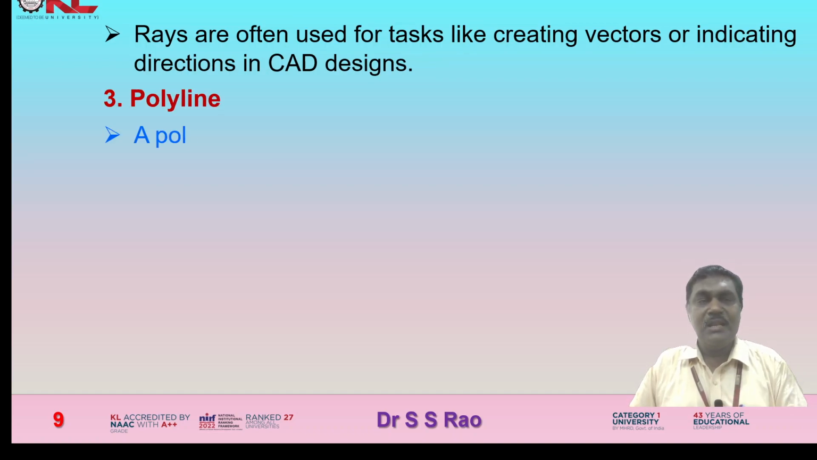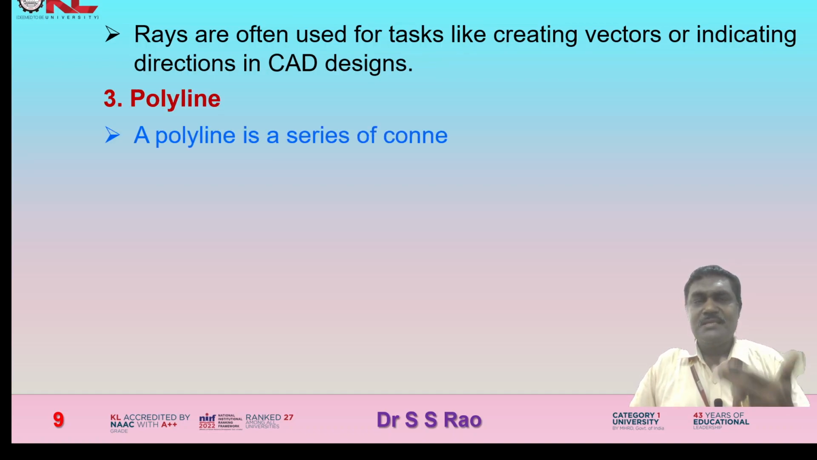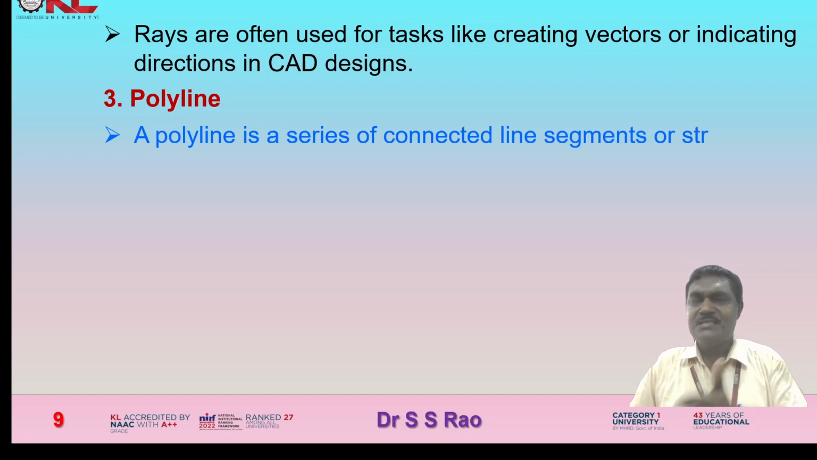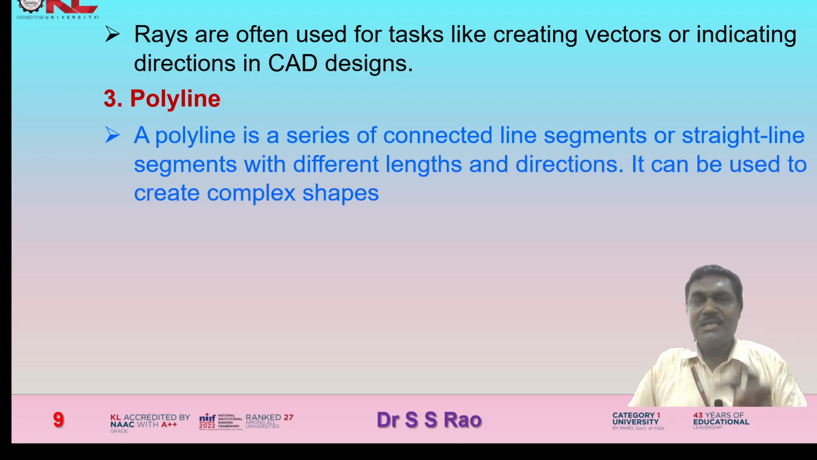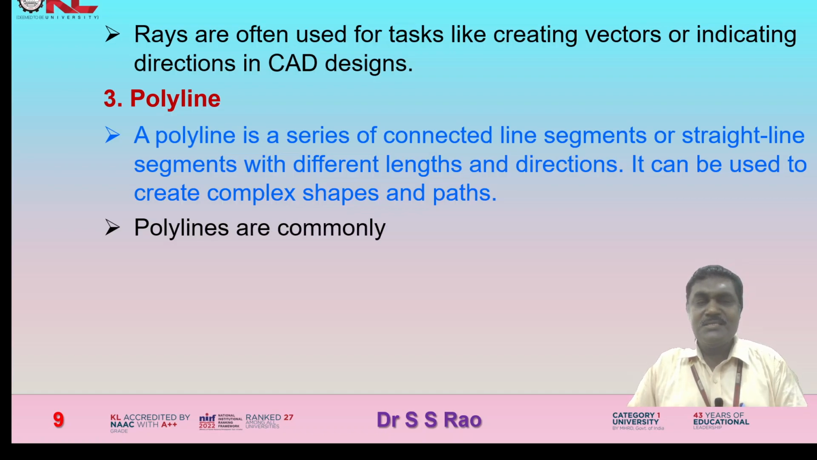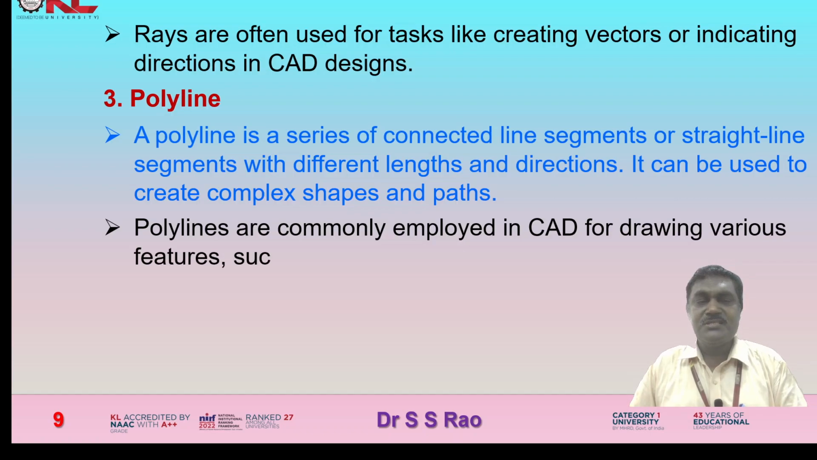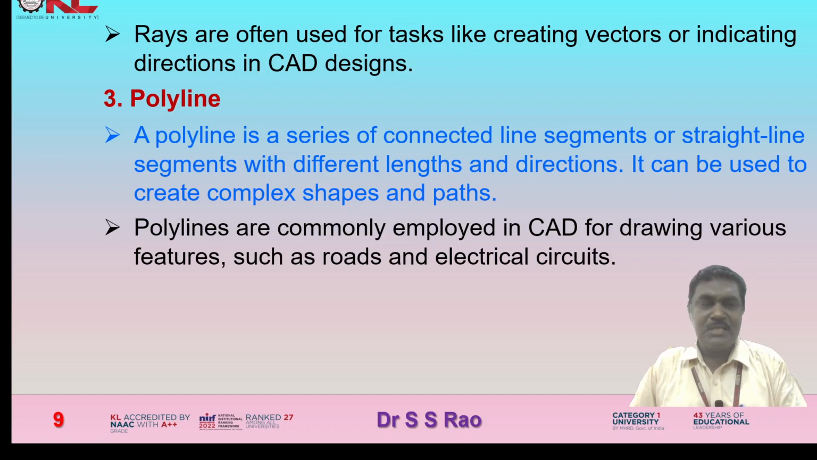Third one is a polyline. A polyline is a series of connected line segments with different lengths and directions. It can be used to create complex shapes and paths consisting of lines and arcs. Polylines are commonly employed in CAD for drawing various features such as roads and electrical circuits, etc.